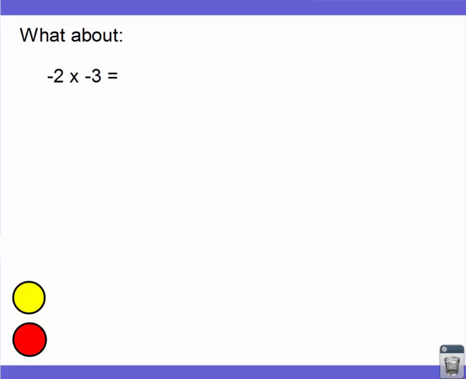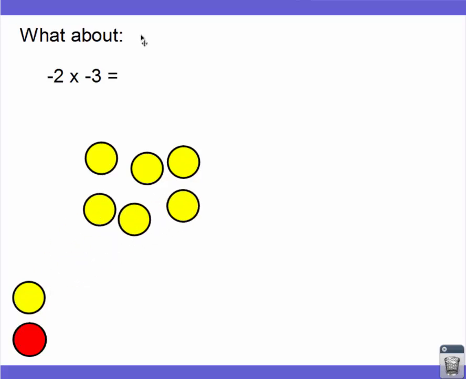Well, now, what if we ended up with both parts of our problem being negative? Well, this one says I want the opposite of 2 groups of negative 3. Well, the opposite of 2 groups of negative 3 will be 2 groups of positive 3. Okay, so the answer is really going to be a positive 6. So a negative times a negative will actually be a positive.